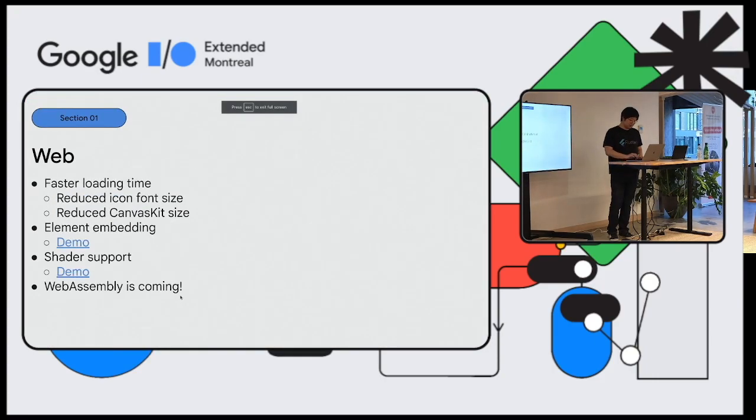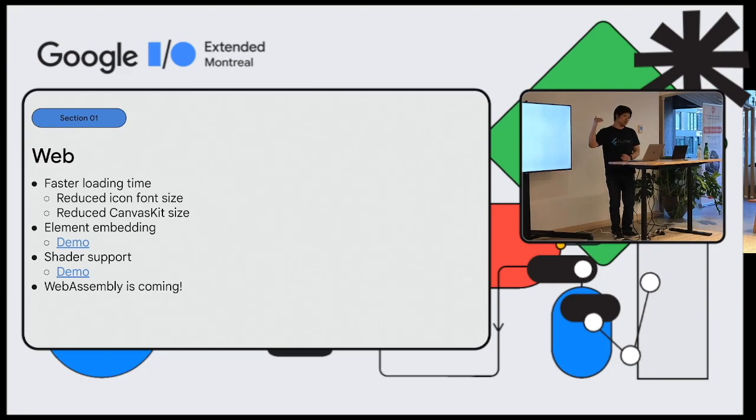And then next one is WebAssembly. It's coming to Flutter web. I mentioned the loading speed, but basically how Flutter web works is that the Dart language is compiled to JavaScript, and then it runs on the browser using the JavaScript engine.